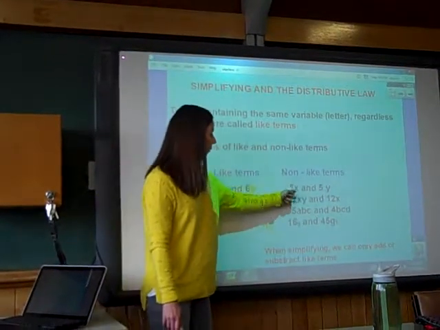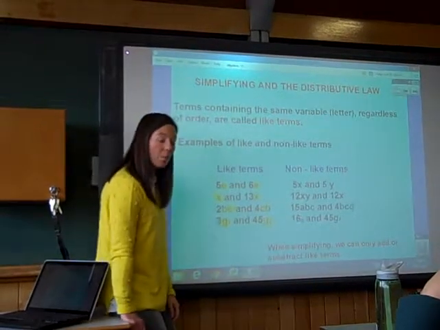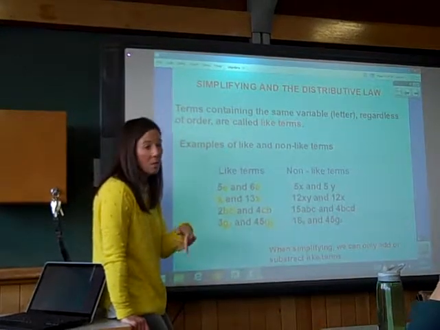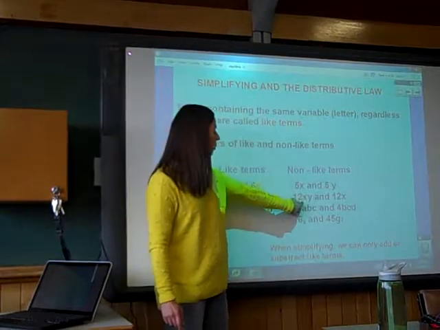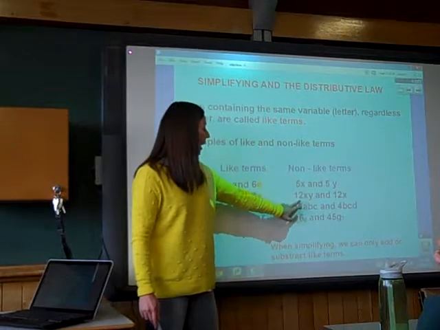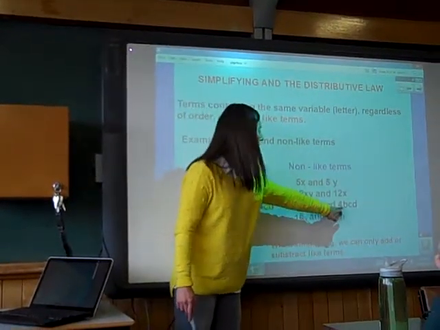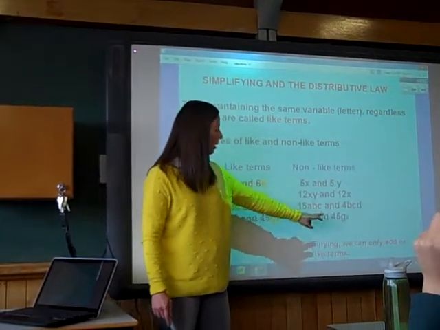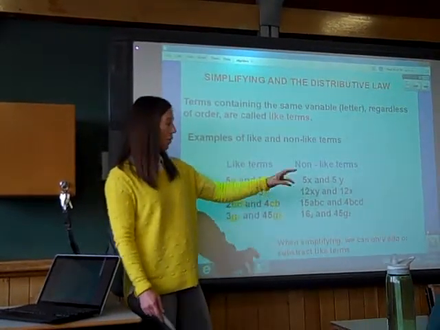Let's look over now at my non-like terms. 5x and 5y, even though they both contain the number 5, they're not like terms. That's because one has an x and one has a y. So they have to have the same pronumeral or the same letter for them to be like terms. 12xy and 12x aren't like because this one has a y, this one doesn't have a y. 15ABC and 4BCD aren't like because that one has an A and that one doesn't. That one has a D and that one doesn't. And then we have 16G and 45G squared. That one has a G and that one has a G squared, so they're not the same. G and G squared are different.